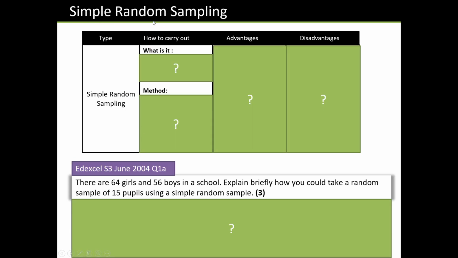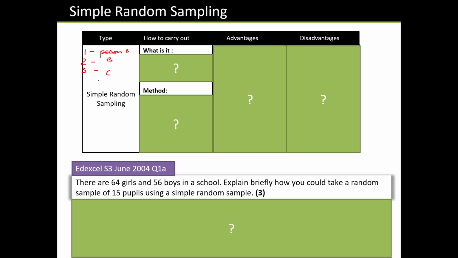Okay, so simple random sampling is the one that you've probably come across before. This is the one where we're going to roughly list all of our sampling frame. So that might be numbering all of our people, for example, or these might be, say, telephone numbers in a phone book. So this might be person A, person B, person C. Okay, don't underestimate saying this. You do need to say this.